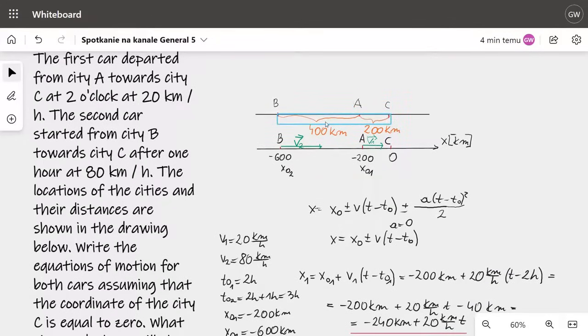Distance between cities A and B is equal to 400 kilometers. It's here. B and A. And distance between cities A and C is equal to 200 kilometers. A and C, 200 kilometers. To write equations of motion, we draw x-axis. It's here.